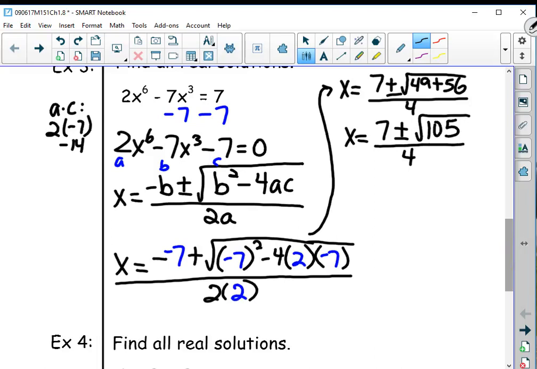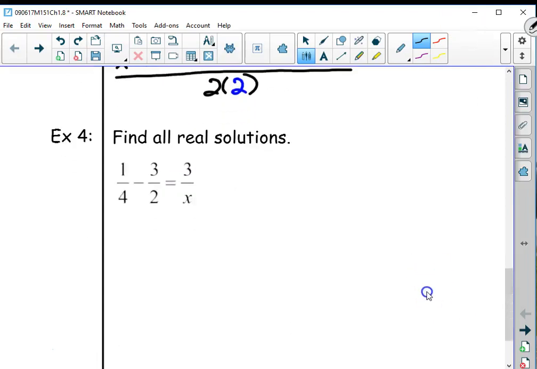Even if it is reducible, it'll make you reduce it. The interesting thing is going to be how do you enter that. So if you have any trouble, talk to me and we'll figure it out. So there's our 2 real solutions.